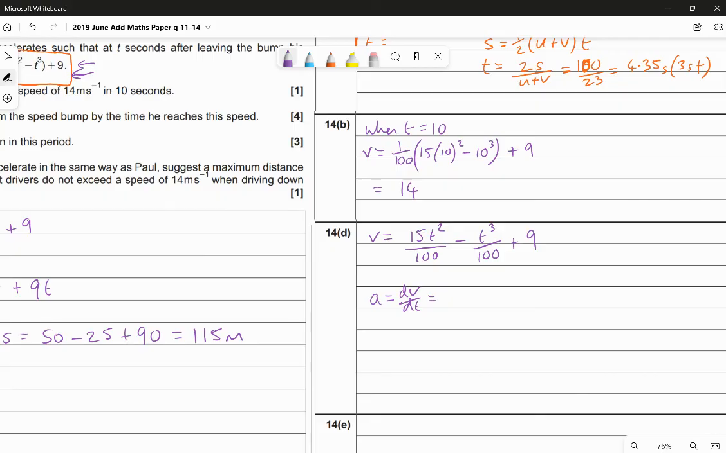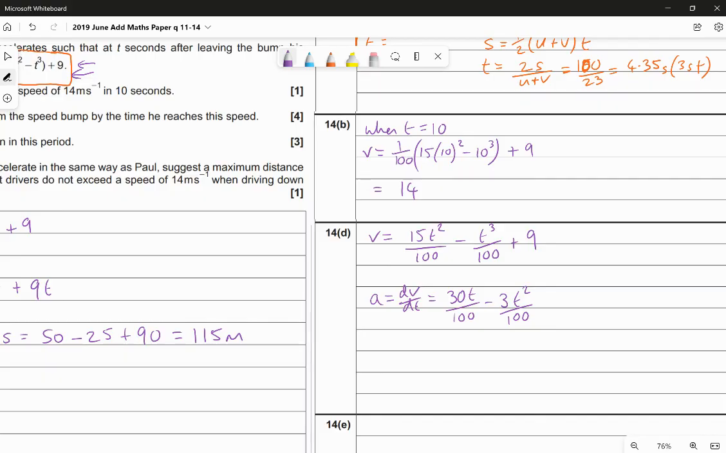15t squared over 100. The power comes in front, so 15t squared over 100 becomes 15t to the power of 1 over 100 multiplied by 2, so 30t over 100. Minus t cubed over 100 becomes minus t squared over 100 multiplied by 3, so minus 3t squared over 100. And 9 differentiates to nothing. So that's my expression for my acceleration: 30t over 100 minus 3t squared over 100.